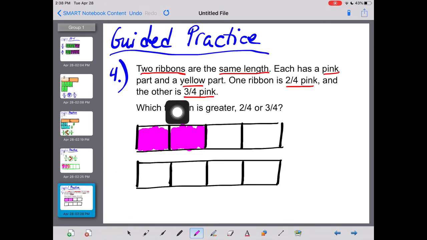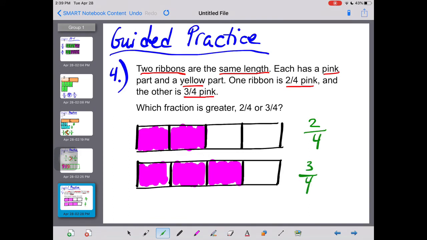Okay, and the other ribbon, 3/4. So the numerator is a 3. 3 out of the 4. Okay, 1, 2, 3. Look how nicely these fraction strips model the different sizes of the fraction. Boy, can we just see obviously which one's bigger? So the one on the top is 2/4 pink, and the bottom is 3/4 pink. You can just see the bigger fraction.